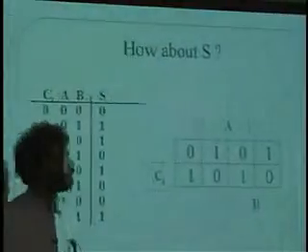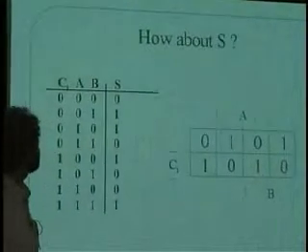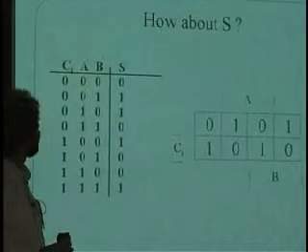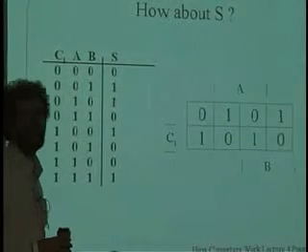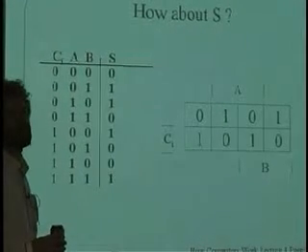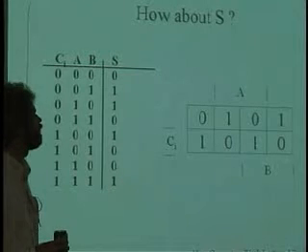Okay, how about S? So we just did C sub O. How about the sum? The sum is equal to 1 if what? What does this look like, guys? Parity. Looks like parity, looks like XOR. That's absolutely right. It's a checkerboard.